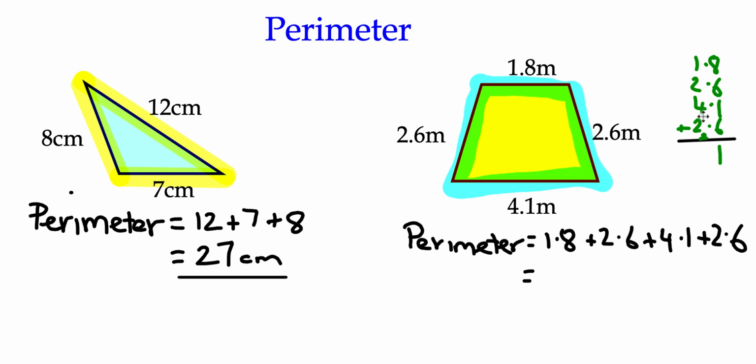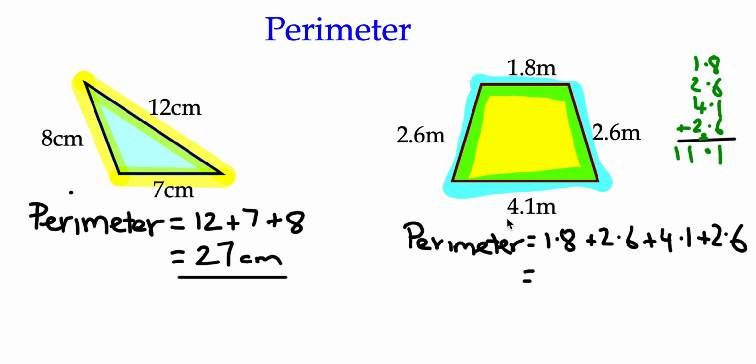Now notice the decimal point goes straight under all the other decimal points when we're adding. I've got my wee carry 2, it's not very clear, and then if I add up from the bottom, 2 and 2 is 4, plus 4 is 8, add 2 is 10, and add 1 is 11. So the answer is 11.1.